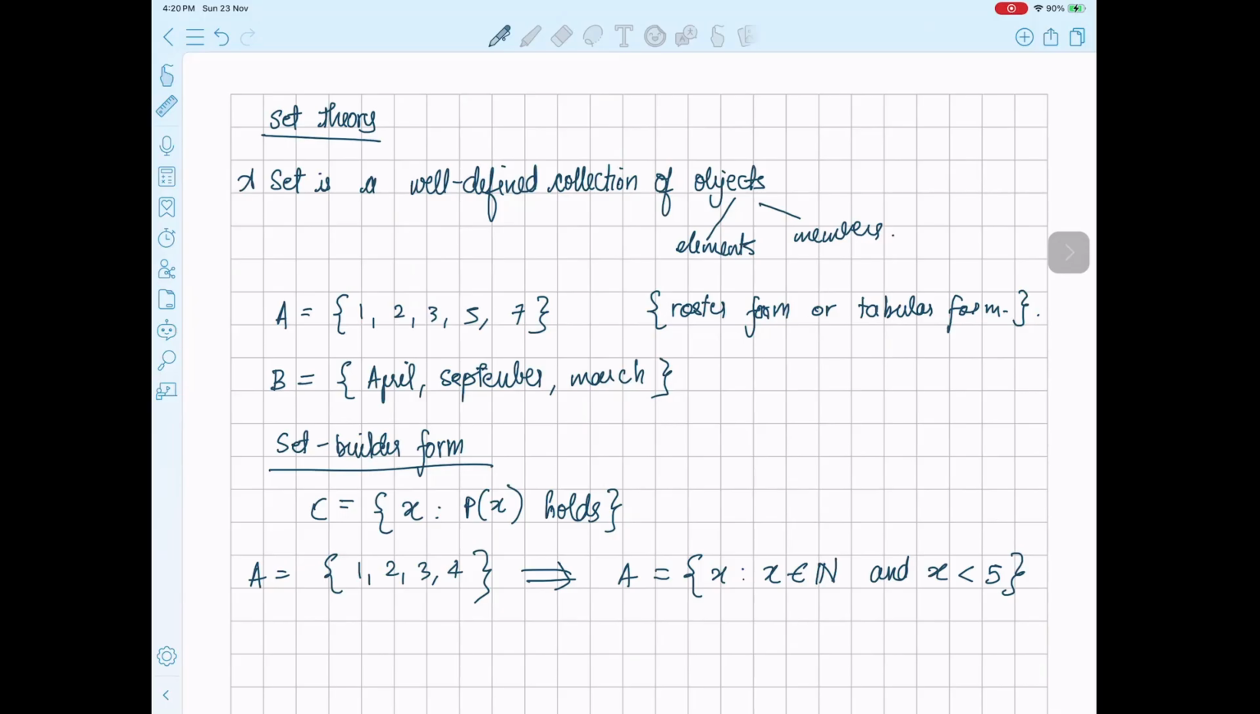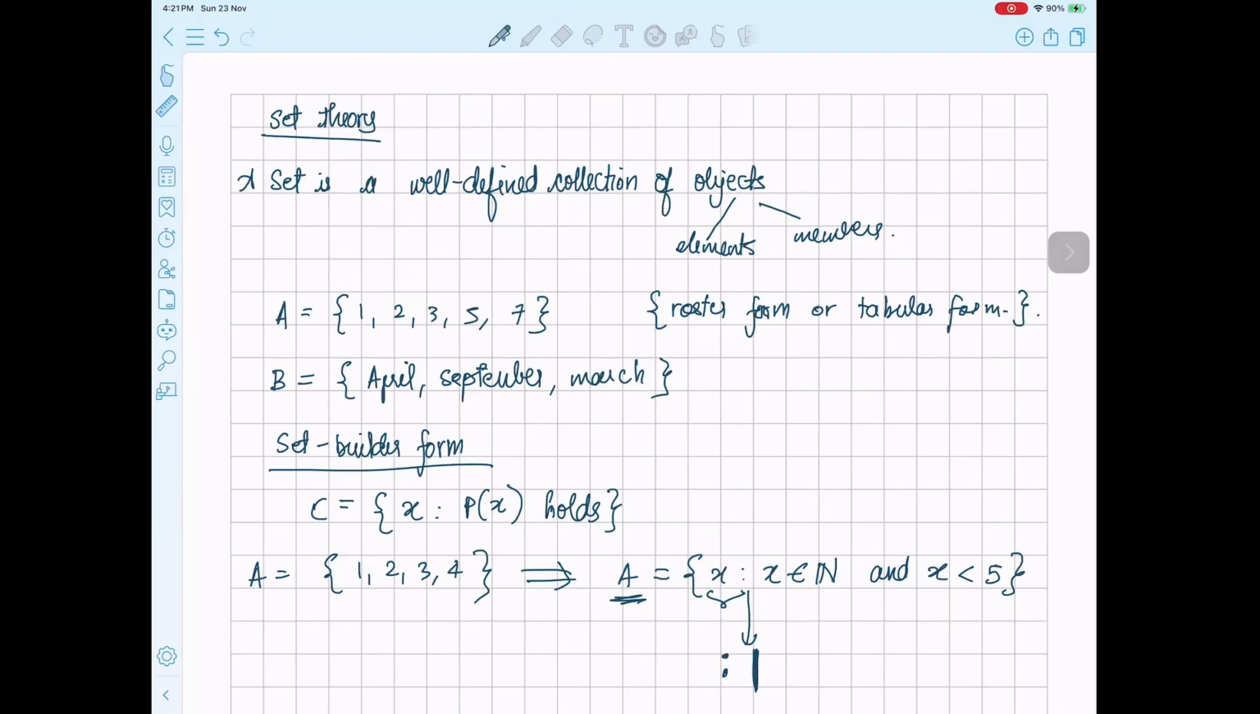So how do we read this exactly? Let me clarify that. The way we read this is that A is the set of all elements X such that, which is denoted either by the colon or a vertical line like this. So it reads as such that X has the property: X belongs to the set of natural numbers and X is less than 5. So I hope this is clear.